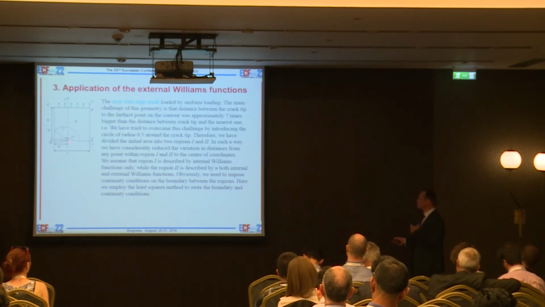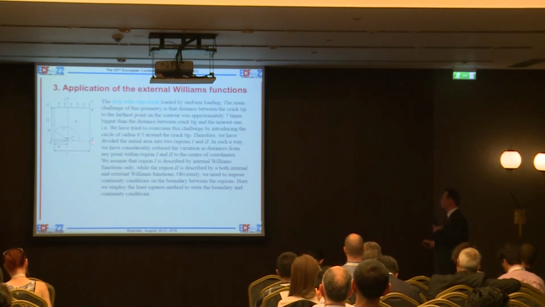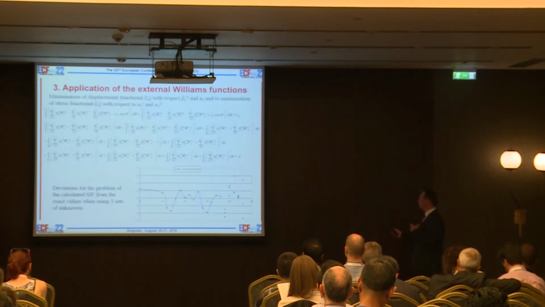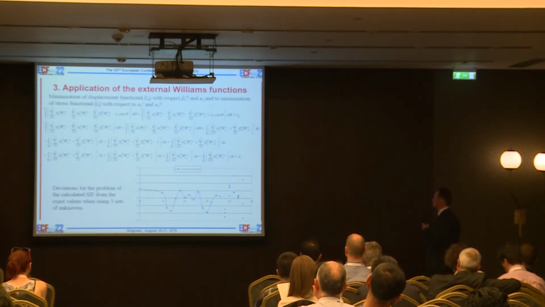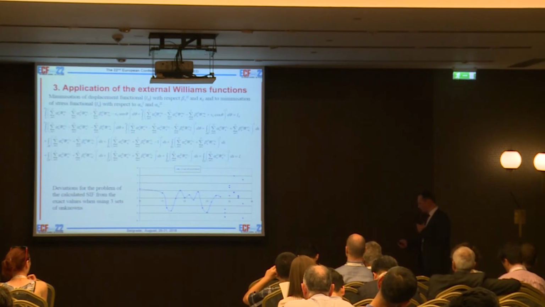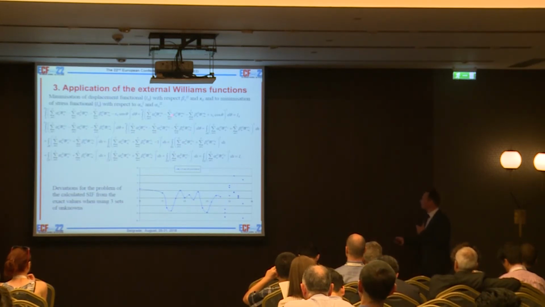So we have introduced two regions in this body. The first one is the circular one, where we use only the internal Williams functions, and the second one, where we have mutually used the internal and external Williams functions. And also we have introduced the general global equilibrium equations. And so here is our function now. Again, here we have used only the least square method.